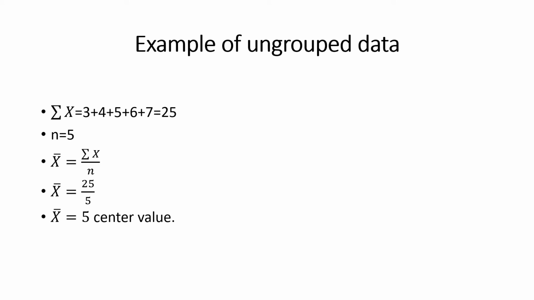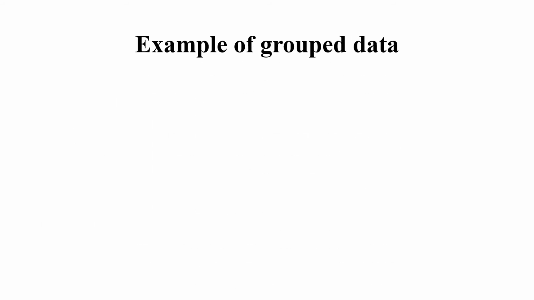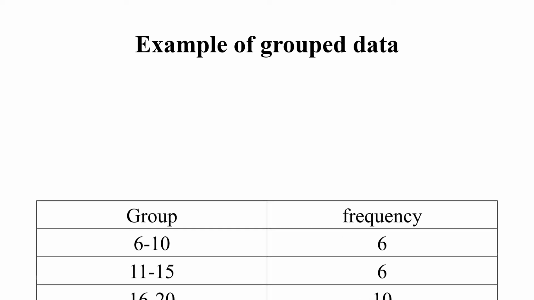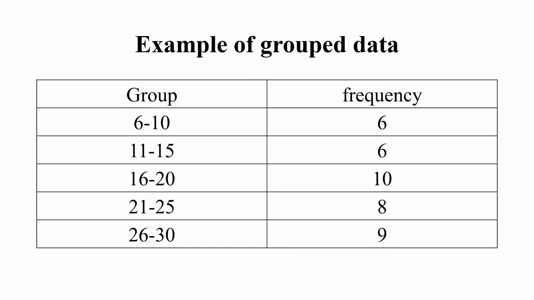This was an example of ungrouped data, and now we come to the example of grouped data. In grouped data, we have many values, so we group the data like this. In the first group we have 6 observations, in the second group 6 observations, the third 10 observations, the fourth 8 observations, and the fifth 9 observations. Practically, when we do research, we have many observations, so we need to condense our data. So we use the frequency distribution for this purpose, and our data can be represented in one table. Now, how do we find the mean in the case of grouped data, that is, a frequency distribution?